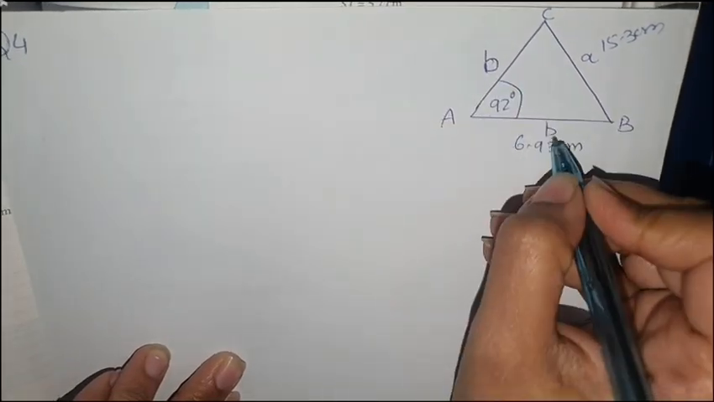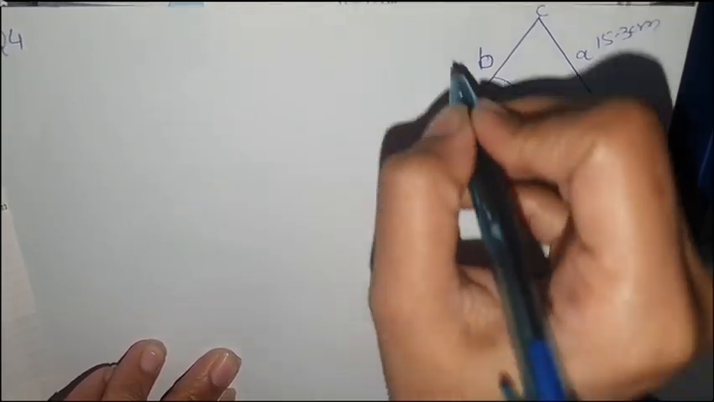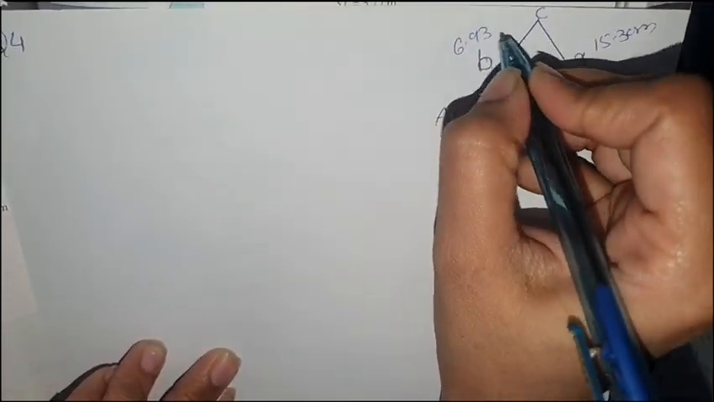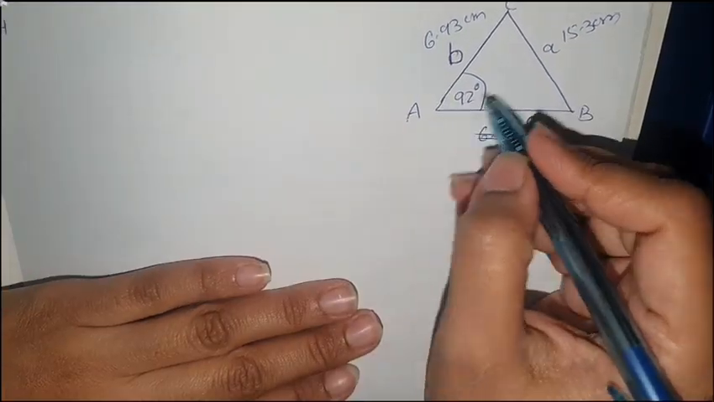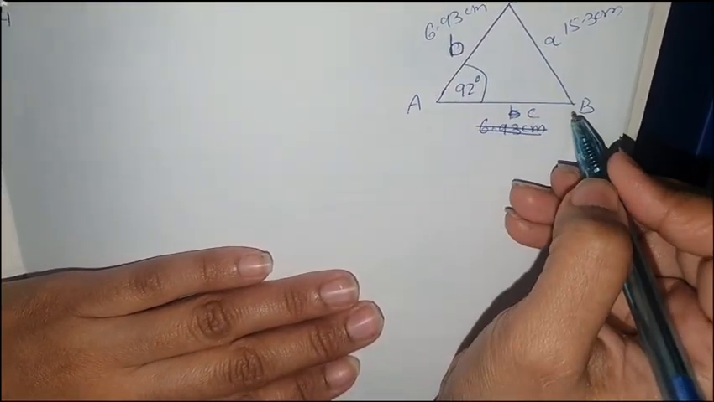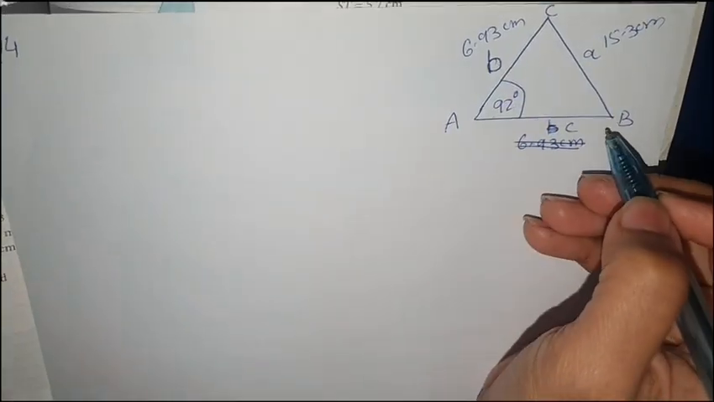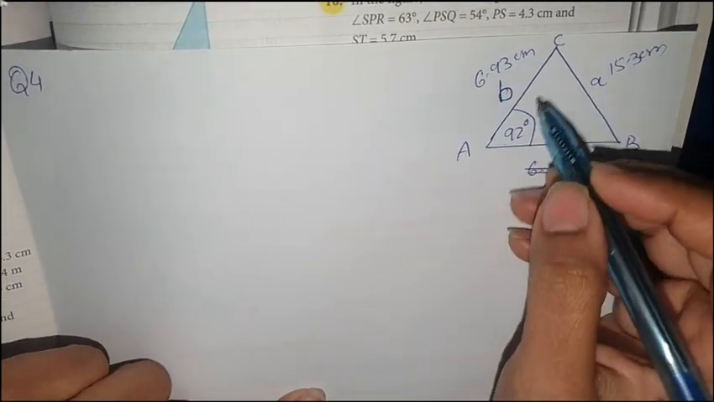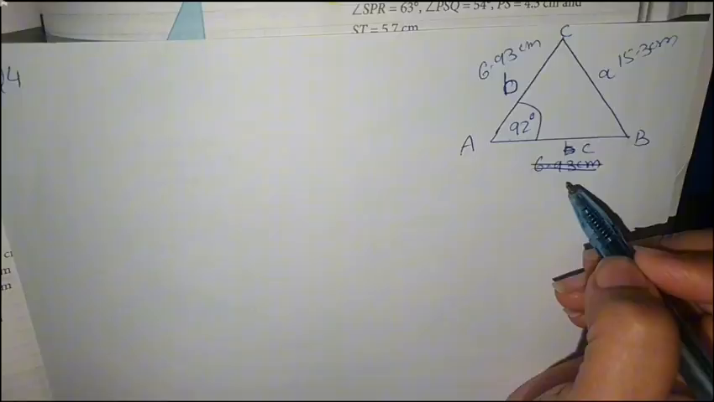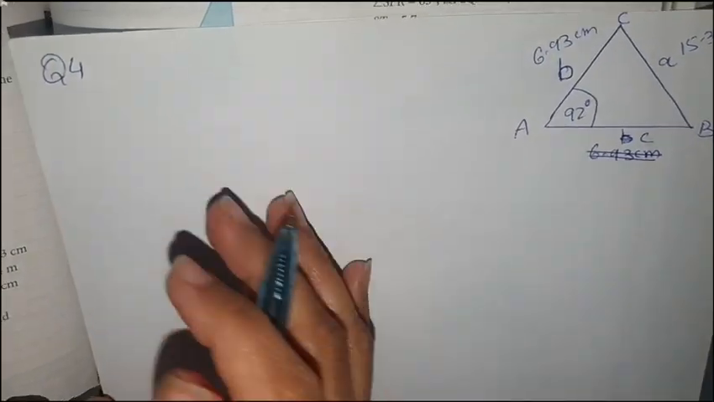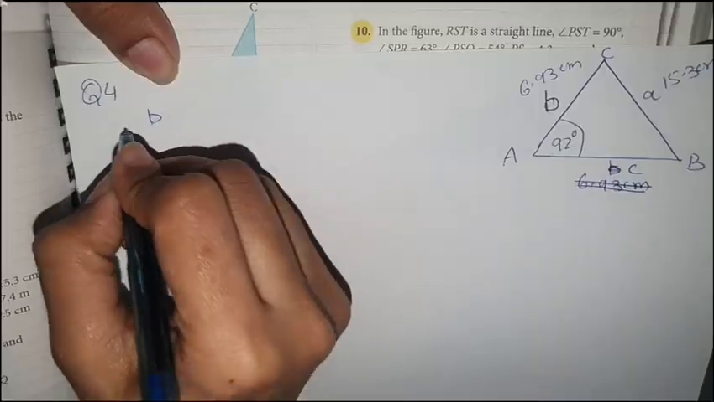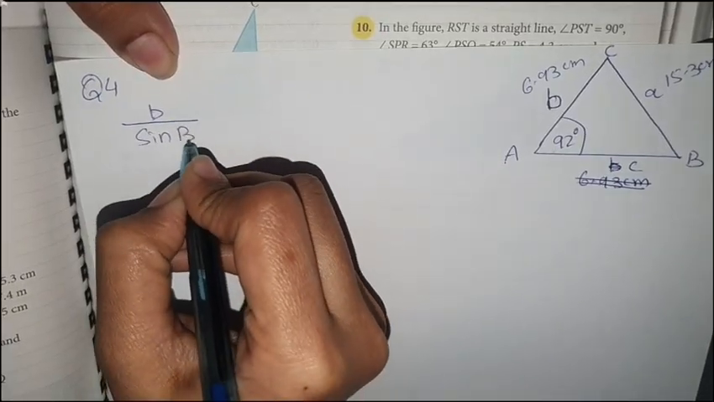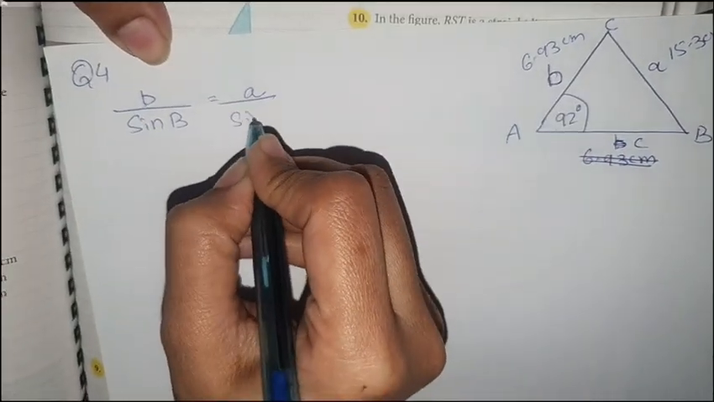Sorry, this is not B, this is B. Okay, this is B and this is C, so I have to write 6.93 over here because C is opposite to over here and B is over here. So we know all the things of A and we know the side of B, but we don't know the angle B. So we are comparing A and B because we don't know anything of C. So right now we are not using C. First of all, find out B.